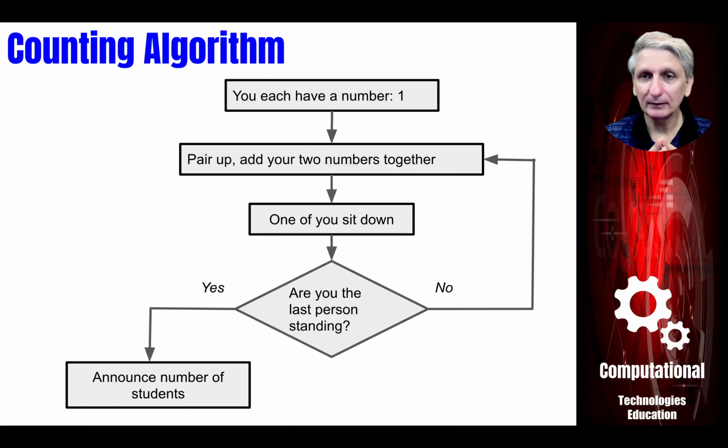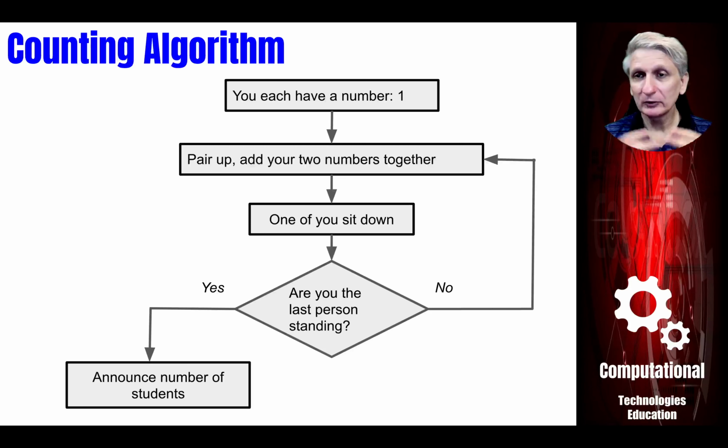So the idea here is everyone starts with the number 1. Then they pair up and they add their 2 numbers together. So both would have then number 2. And one of them sits down and they're now out. And then everyone else then pairs up and they all have the number 2. And so together they add those together and they now have the number 4. And one of them sits down.